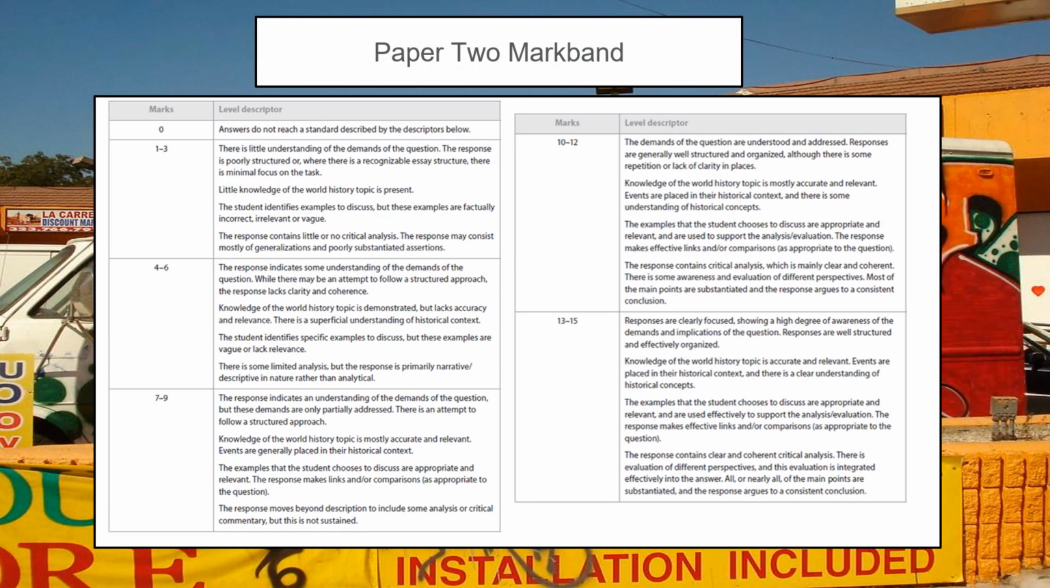Okay, so here's the mark band for paper two, and as you can see, it is extensive. If you're over the 10 range, you're doing really good.